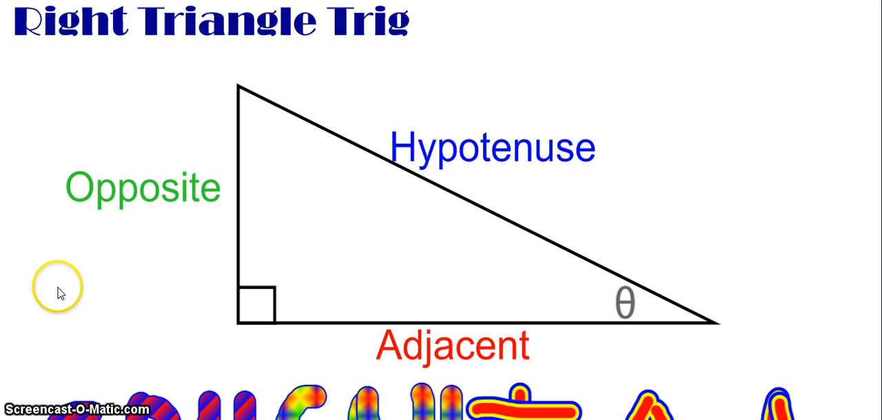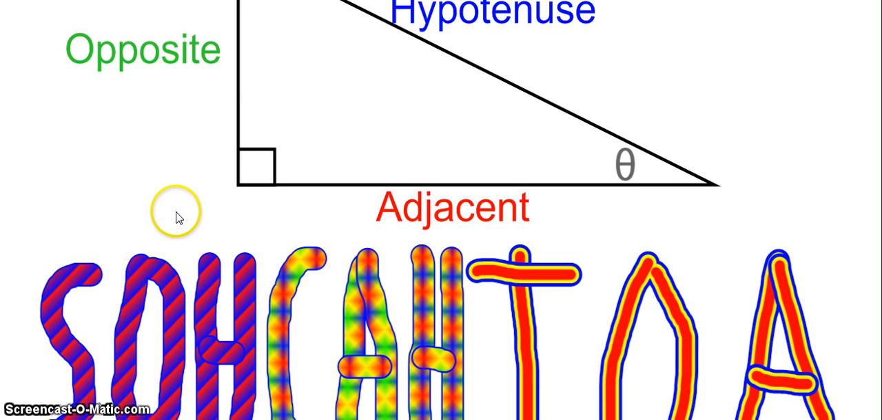So why do we care about that? Well, this is only the opposite side if this is theta. If I put theta up here, or if I call this beta or whatever, then this becomes the opposite side and this is the adjacent side. This is still always the hypotenuse.